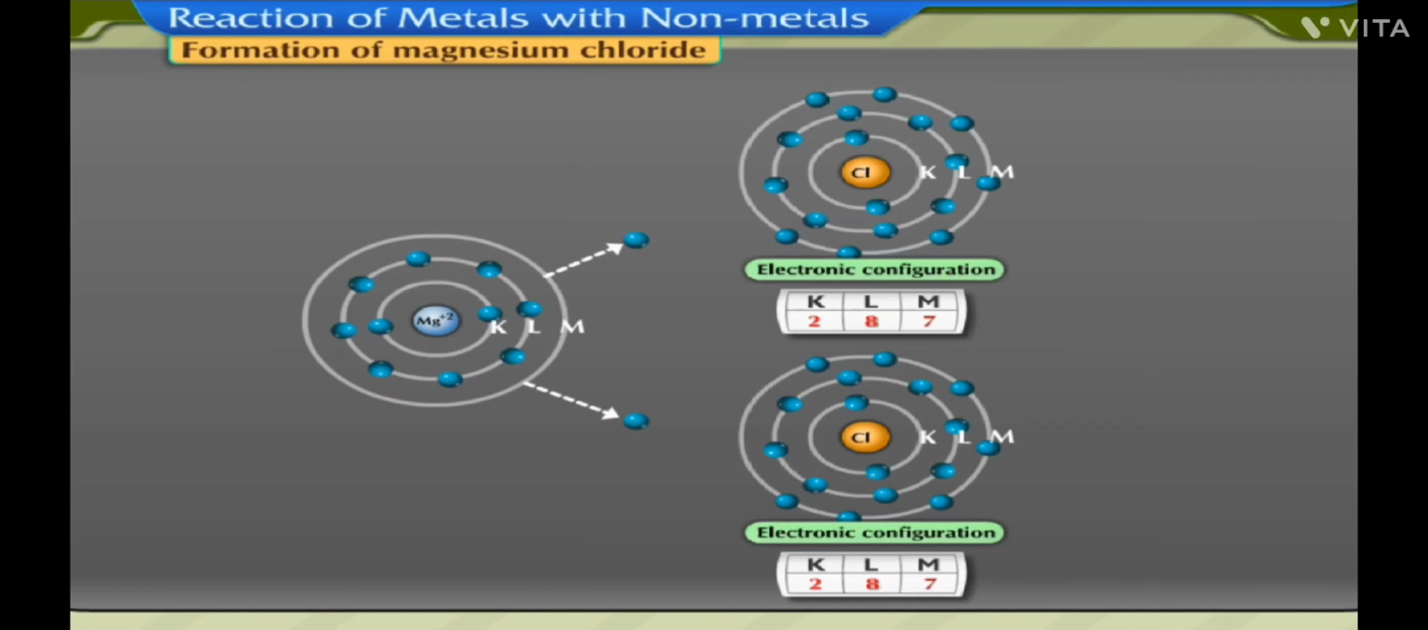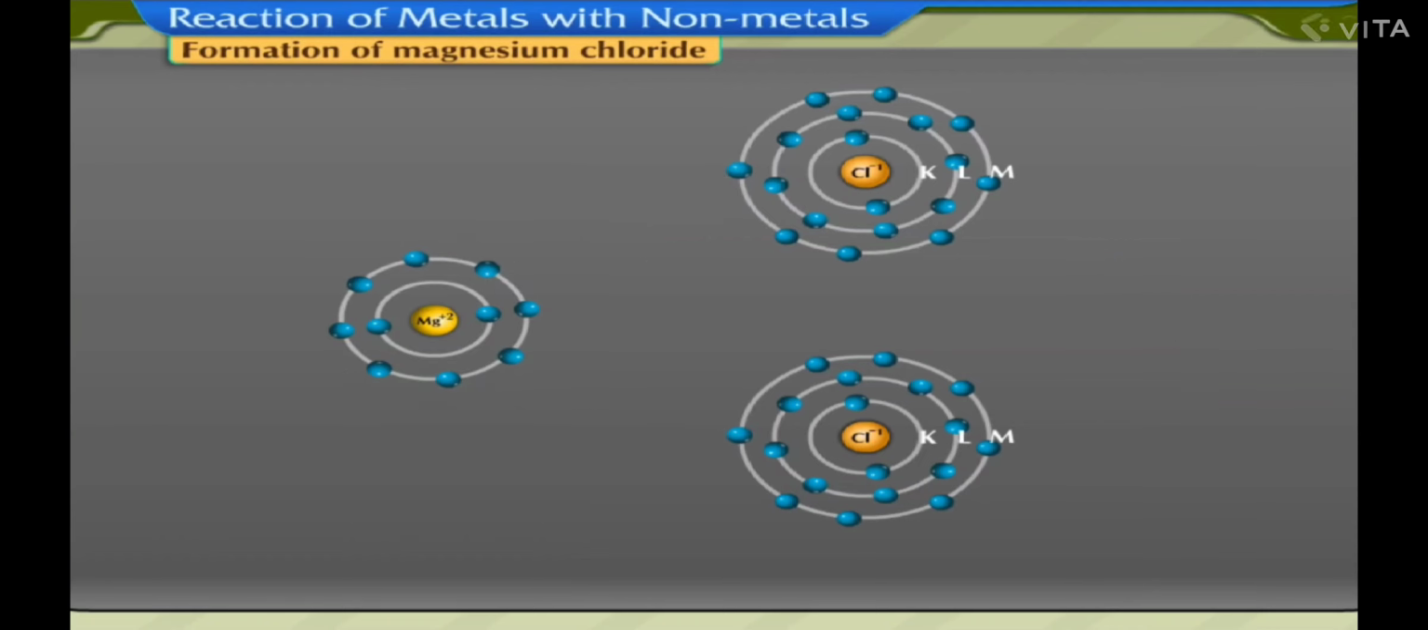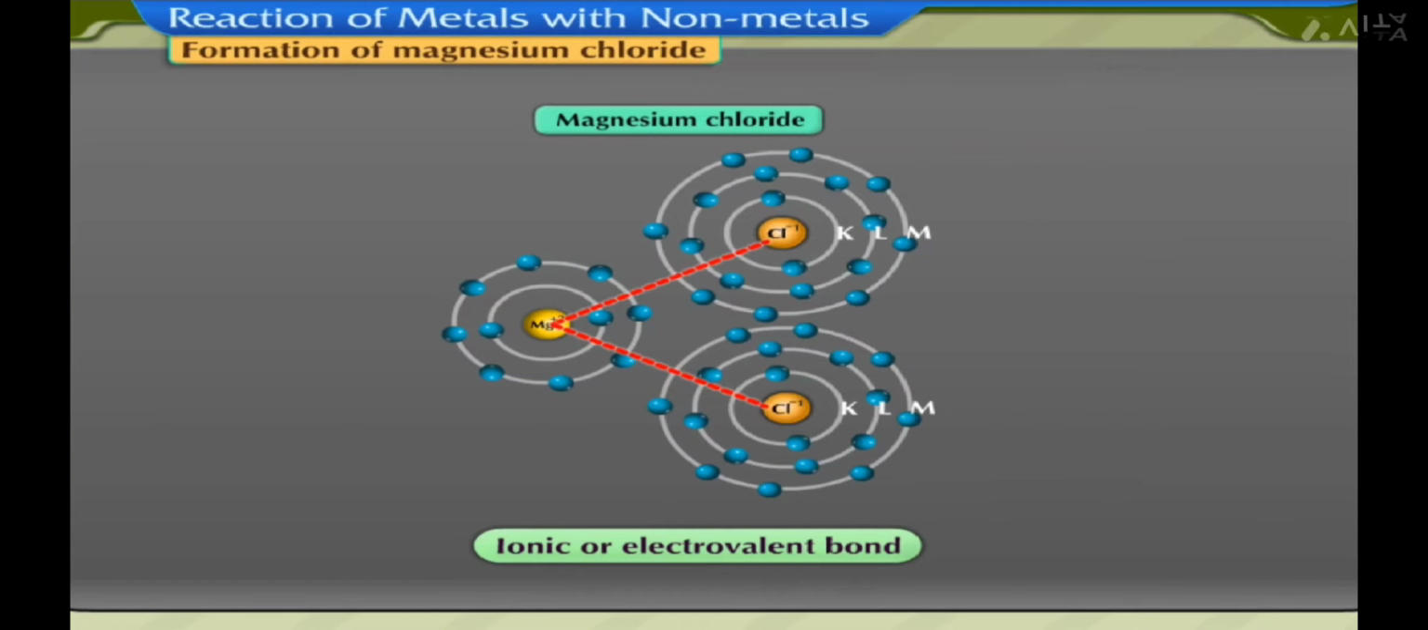In the formation of a magnesium chloride molecule, the 2 electrons lost by the magnesium atom are accepted by the 2 chlorine atoms. This leads to the formation of two chloride ions. Magnesium ions and chloride ions are held together by an ionic or electrovalent bond. This results in the formation of the compound magnesium chloride.